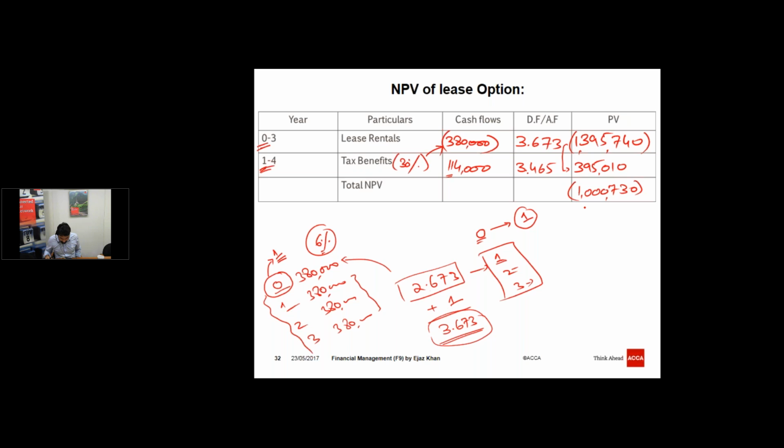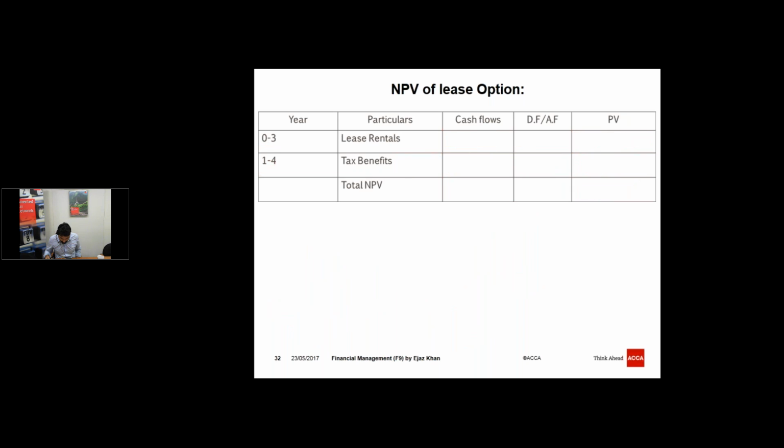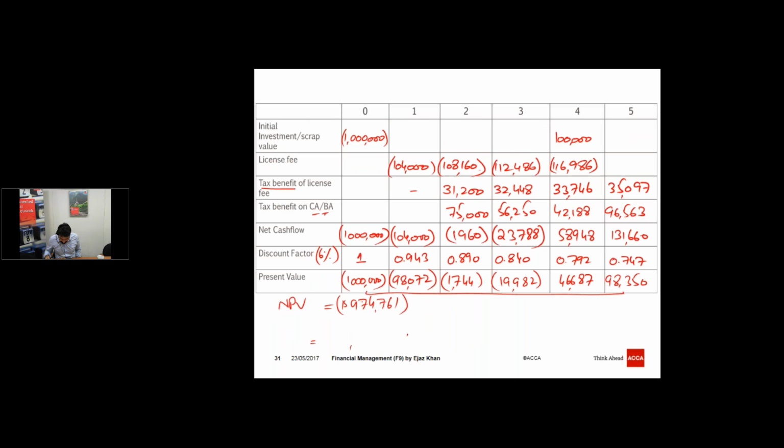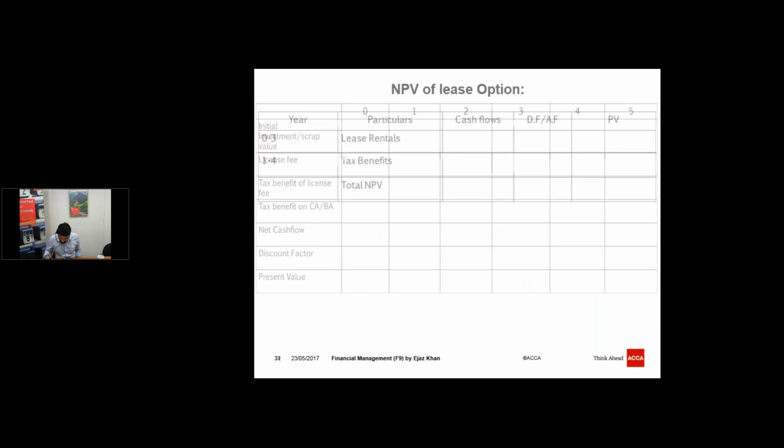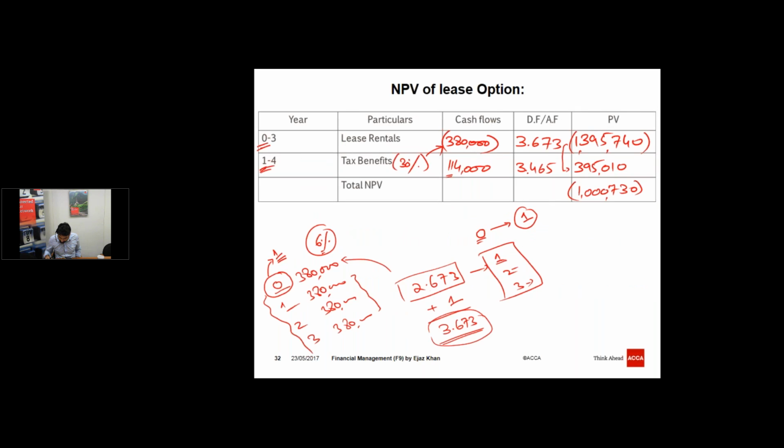So if we go back to the previous slide and see what was the NPV of the buying option, it was 974,761, and we have 1,730,000. So if you were the one who's going to take the decision, what would have been your decision? Will you go for the buy option or will you go for the lease option? Yes, we'll go for the buy option because it will cost us less than leasing. Therefore, we'll go for the buy option.